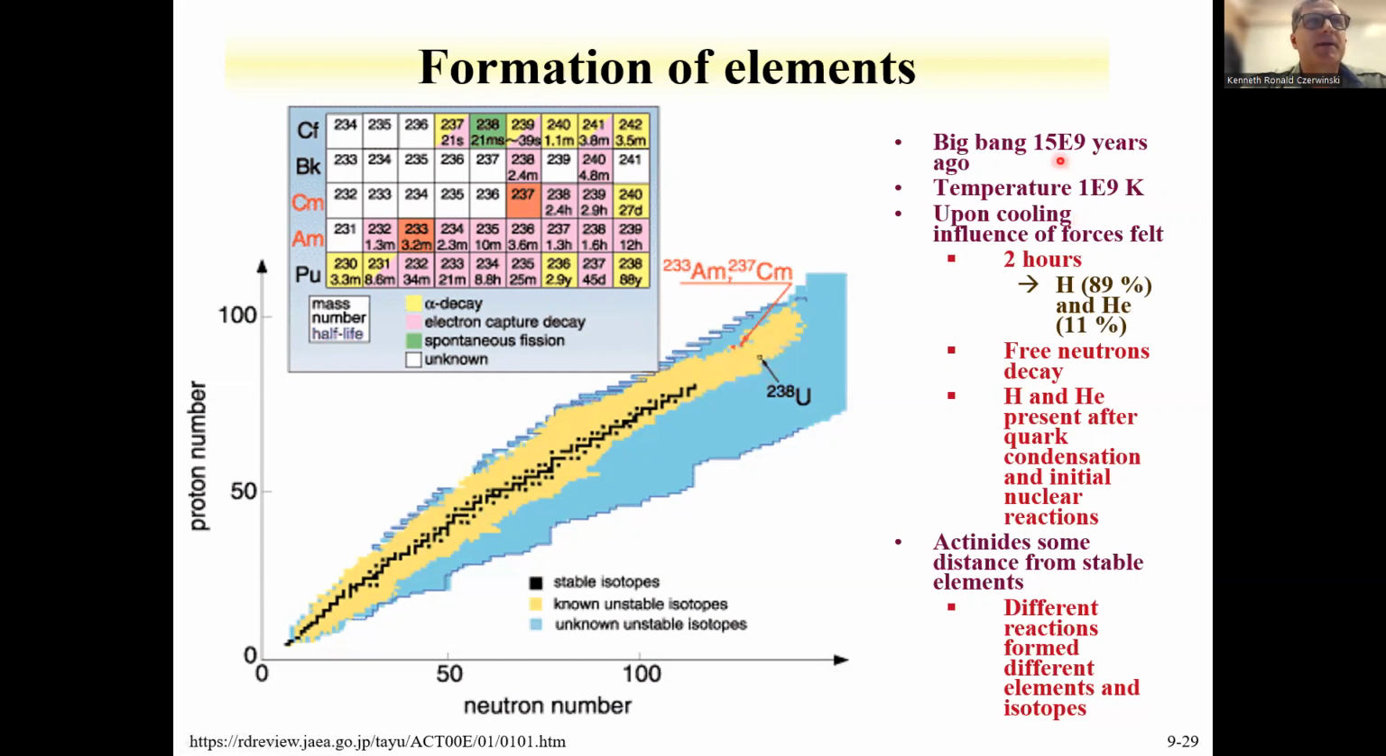Okay, so the Big Bang happened around 10 to the 10th years ago. High temperatures, cooling, lots of hydrogen, some helium, and neutrons. Any neutron that didn't find a home in a nucleus decays. They have a half-life of about 18 minutes. So we got these elements over here. How do we get everything else?